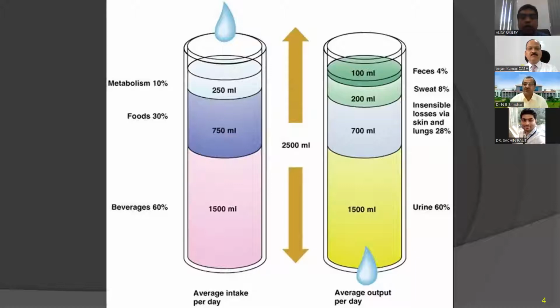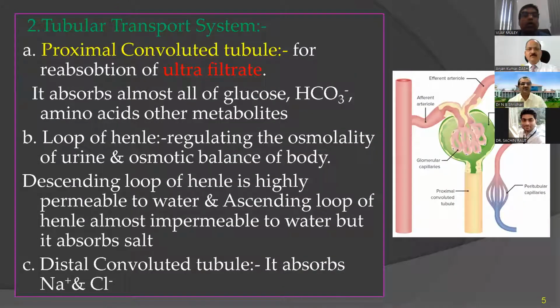Of course, here the feces excretion is 4%, then sweat 8%, and insensible losses via the skin and lungs, of course, the sweat. Then the urine is the maximum output of water. The fecal content is less than 4%, but it increases whenever there is diarrhea. Hence, the proximal convoluted tubule has the capacity to reabsorb the ultrafiltrate here.